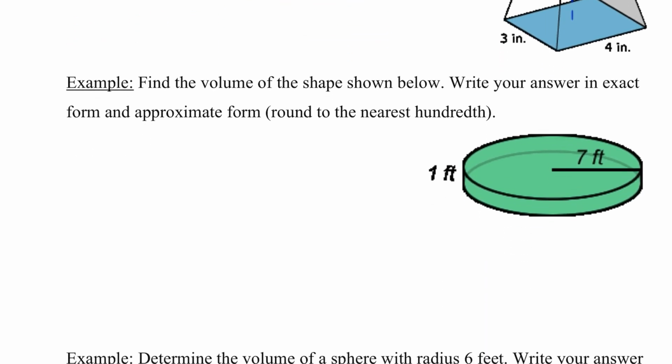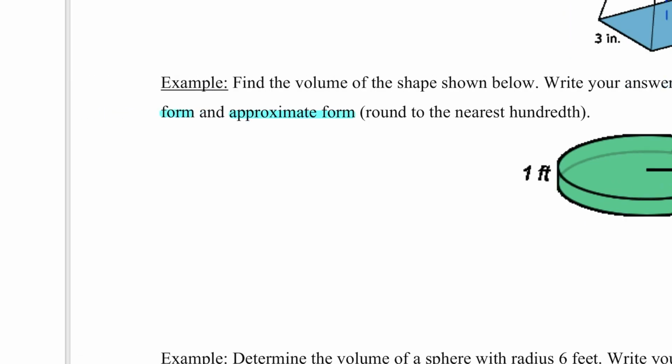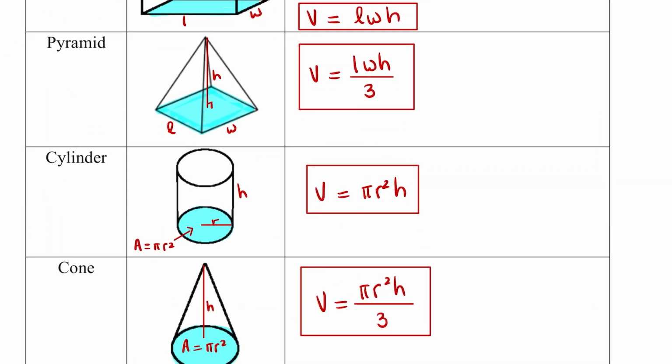Next example, find the volume of the shape shown below. So I have a cylinder. The base is a circle with the radius of 7 and the height is 1. Write your answer in exact form and approximate form. So I want both exact and approximate. Go back here. The volume of a cylinder is pi r squared h. I am going to use this formula.